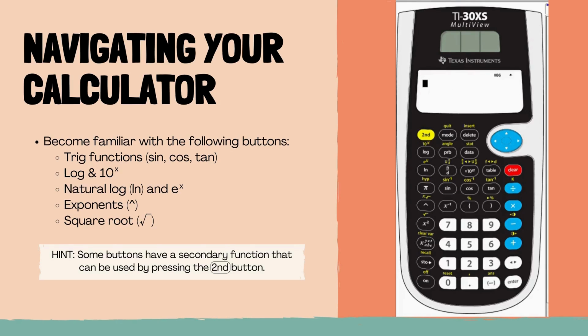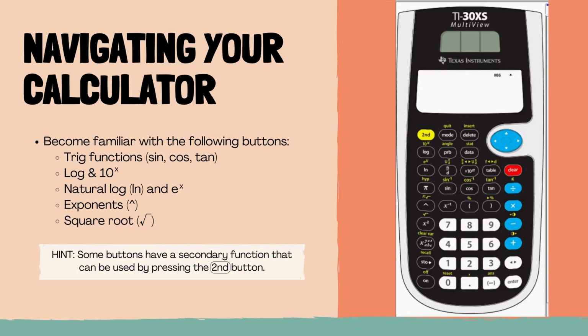Let's find our log and 10 to the power of x buttons. So that's in our upper left-hand corner, right underneath the second button. So here's log, and if we do second log, that gives us 10 to the power of x. Right underneath that, we have ln, or natural log, right here. And then if I press the second button, then I can do e to the x.